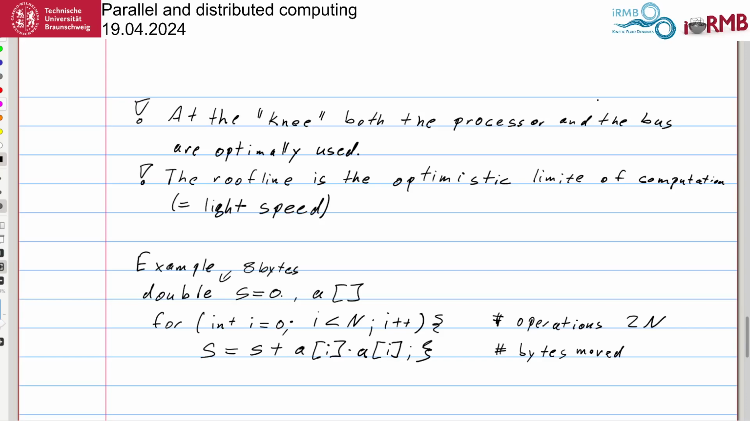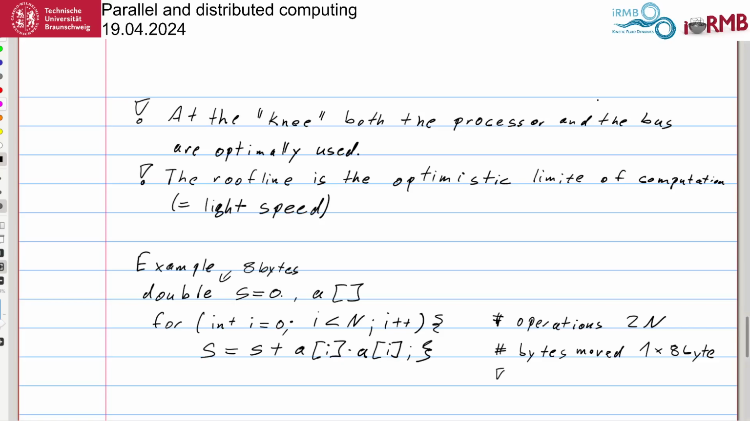Once. Yes, because S is a scalar, and it will remain in the register. So you are not moving it around. The thing that you are moving around is the A, and this means that what you are moving is 1 times 8 bytes. The thing you are moving is a double. It has 8 bytes, so you move 8 bytes once.